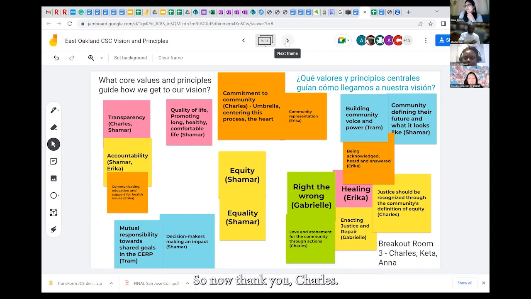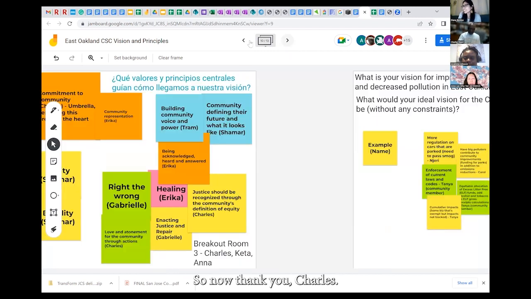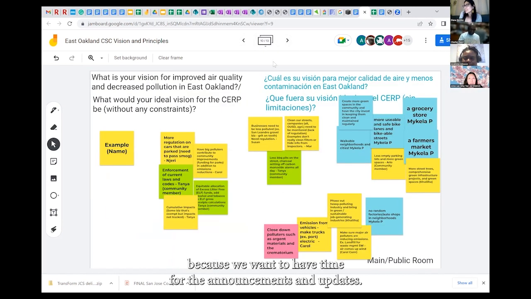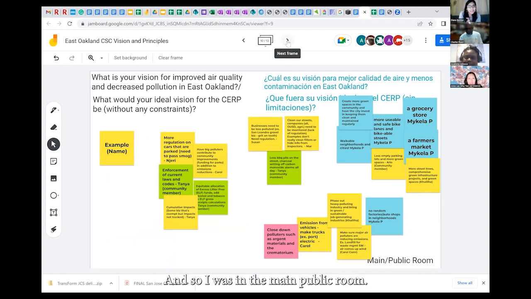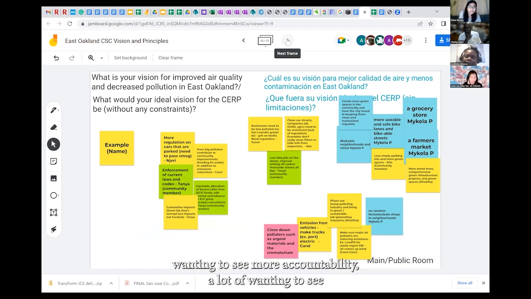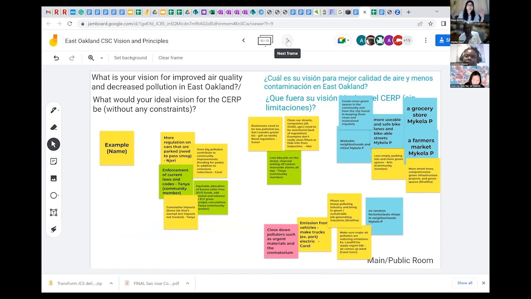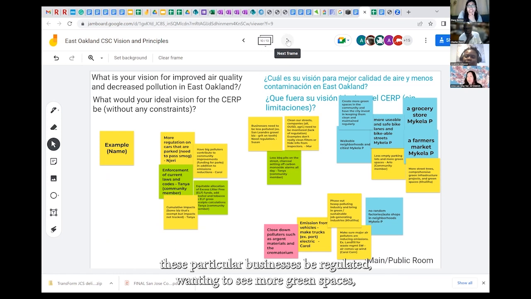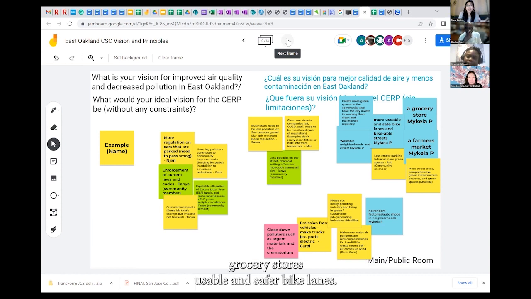Okay. And so now, thank you, Charles. I'm just going to go brief because we want to have time for the EJ announcements and updates. I was in the main public room. There was a lot of what you had all spoken about, particularly overall regulations, wanting to see more accountability, wanting to see particular businesses be regulated, wanting to see more green spaces, grocery stores, usable and safer bike lanes. Then there was a portion on phasing out heavy polluting industries.